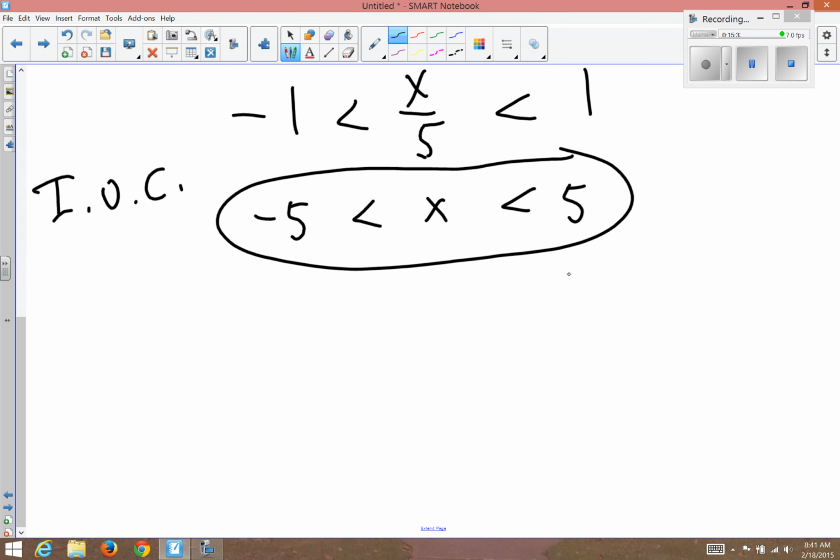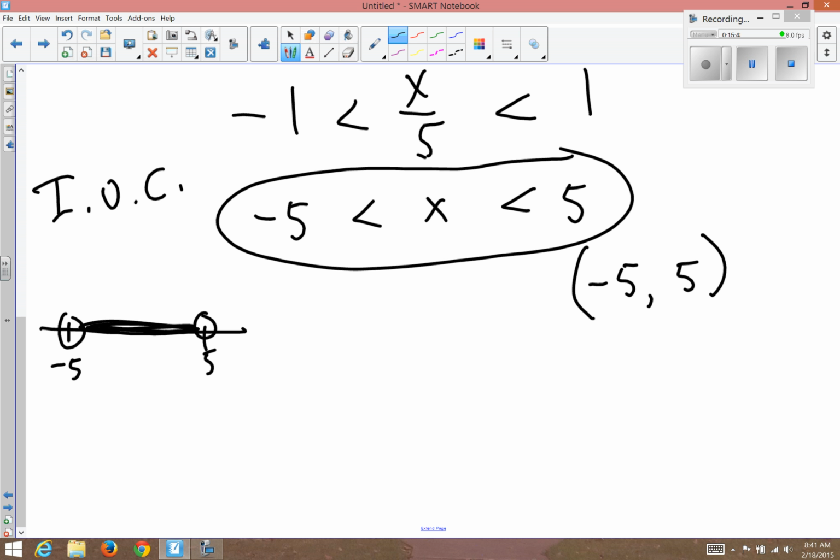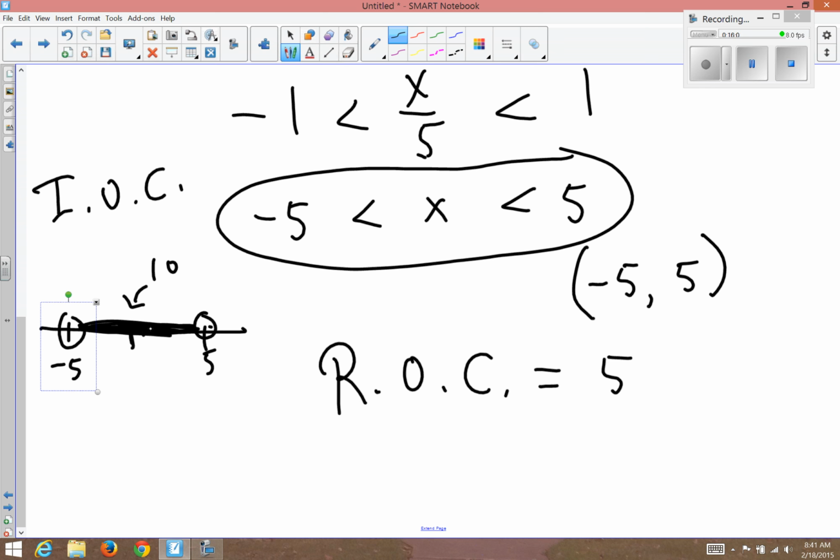The interval of convergence could also be written like this: not including negative 5, not including 5. On a number line, the distance from negative 5 up to positive 5, that total distance there is 10. So the radius of convergence is 5. It's the distance from the middle of the interval to either endpoint.